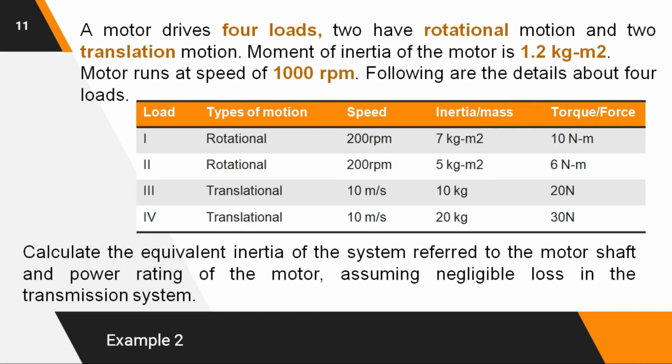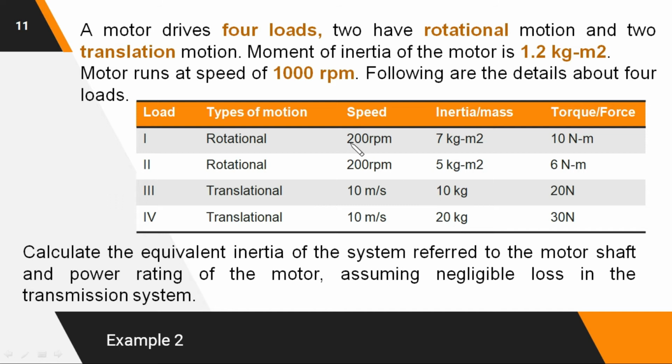Okay. Second example, here 4 loads are connected. But there is a slight difference. A motor drives 4 loads, 2 have rotational motion and 2 have translation motion. So speed is given as 200 rpm, 200 rpm, 10 meter per second, 10 meter per second. Now for rotational motion, inertia is required, that is 7 kg meter square and 5 kg meter square. And for translation motion, there is no inertia, there is a mass. So it is 10 kg, 20 kg.